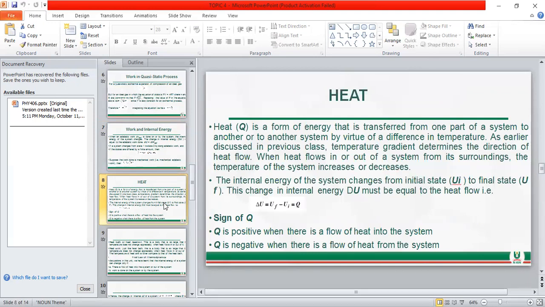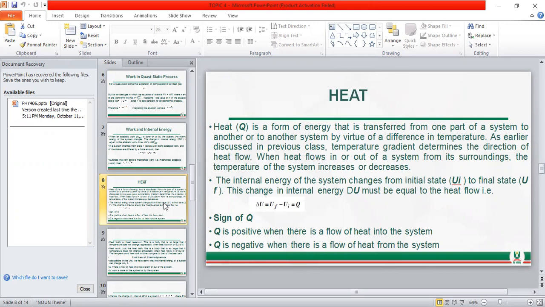I think I've talked about heat before. I said heat is a form of energy that is transferred from one part of a system to another, or to another system, by virtue of temperature difference. We have talked about that over time. If you are holding a very hot pot, the only reason you are feeling it is that heat has been transferred from the hot pot to your hand. So you feel it is hot.